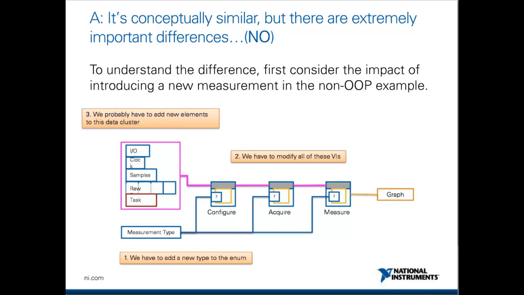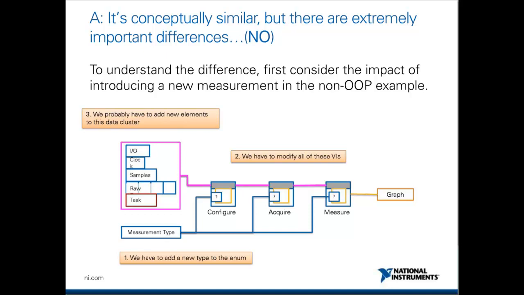Second up, we actually have to go into these sub-VIs and modify all of them to implement the new methodology. So we have to do this at edit time. Certainly doable, but over time, if you end up with a large list of measurements, we end up with a lot of code defining the behavior of a lot of totally different things in the same block diagram.